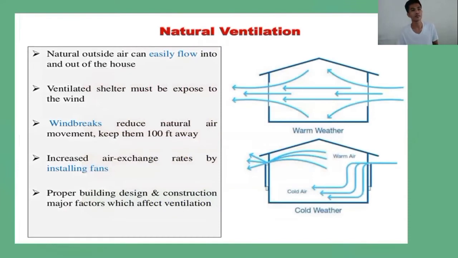Natural ventilation. Natural outside air can easily flow into and out of the house. The ventilated shelter must be exposed to the wind. Wind breaks reduce natural air movement, so keep them 100 feet away. Air exchange rates can be increased by installing fans. Proper building design and construction are major factors which affect ventilation.